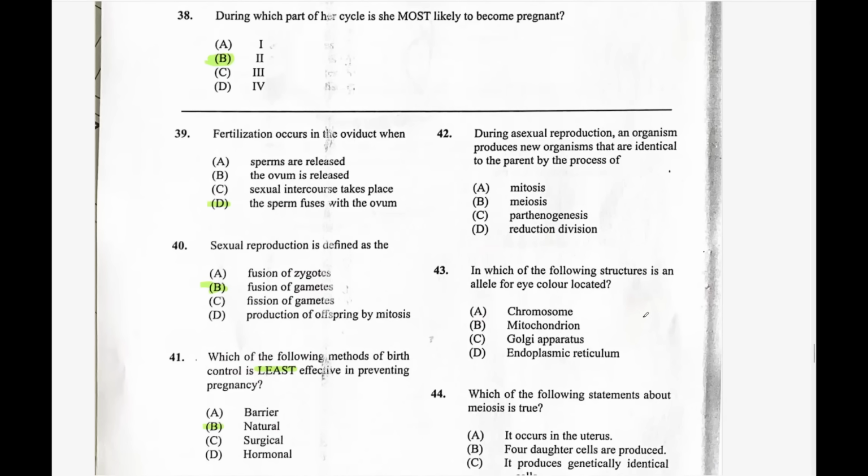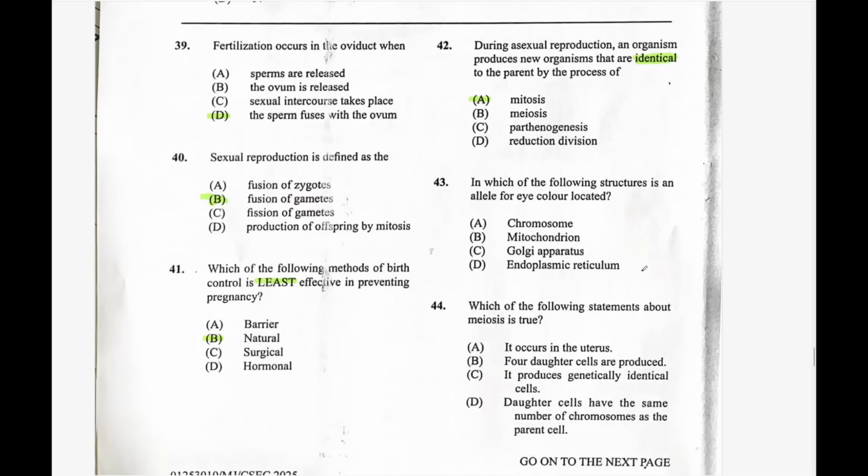On to 42, during asexual reproduction, an organism produces new organisms that are identical to the parent by a process of mitosis. Identical means mitosis. So the answer for 42 is A. In which of the following structures is an allele for eye color located? That will be chromosomes, A.